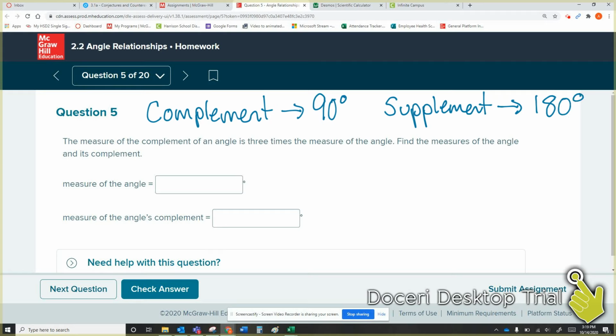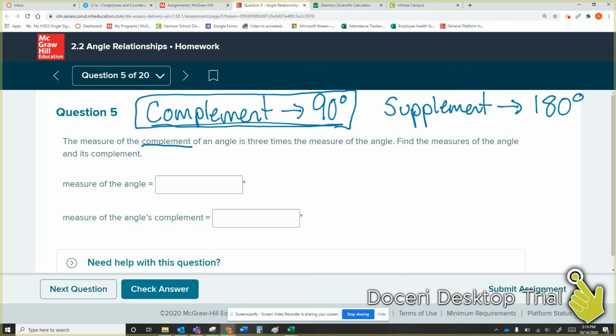So depending on what word you see in the problem is going to be your hint as to how to solve the problem. So reading through the problem, I have the measure of the complement of an angle is 3 times the measure of the angle. Find the measure of the angle and its complement. So I see the word complement. That is a hint that I know that when I add my two angles together, they're going to add up to 90 degrees. So that being said, now I want to pick two variables.